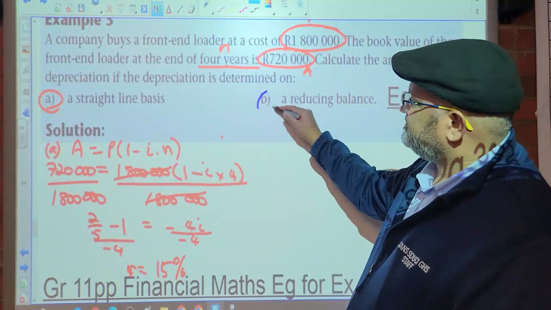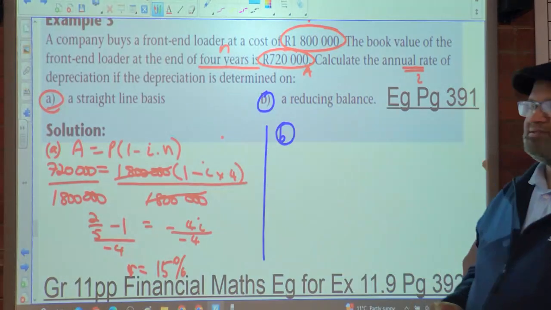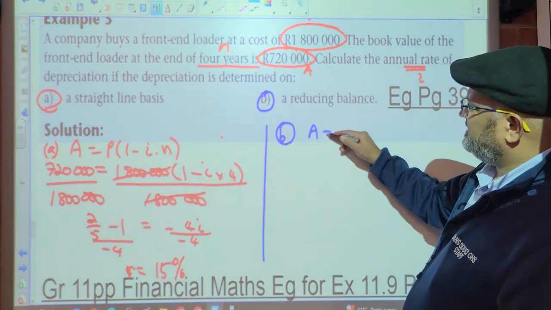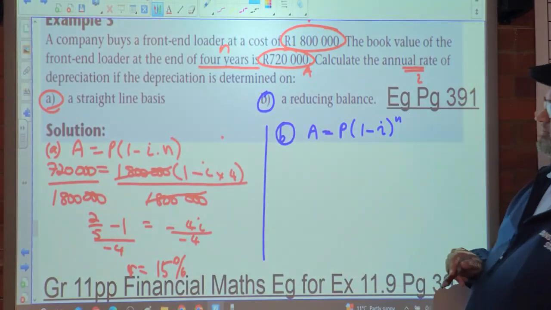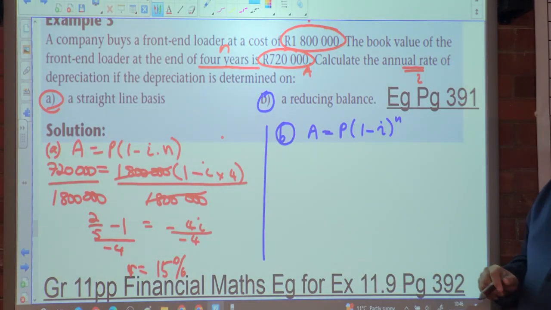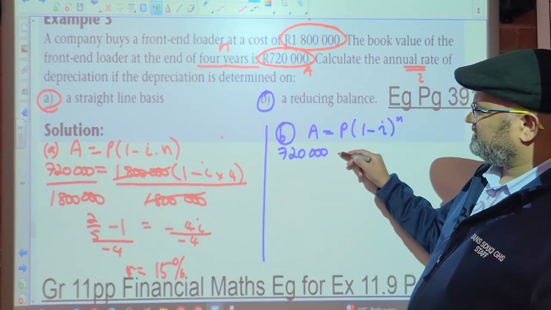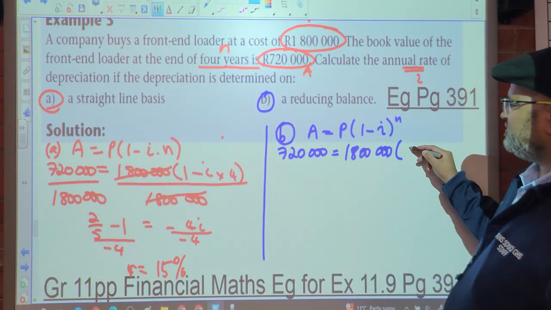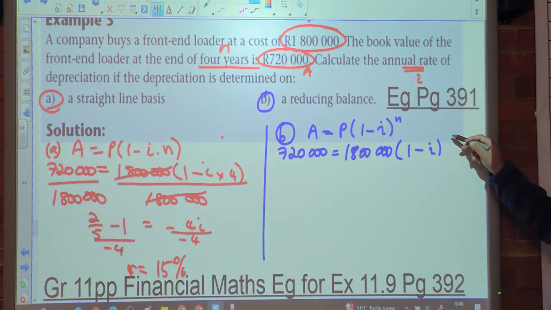Look at B. B is a reducing balance. What formula do you use for a reducing balance? A is equal to P into 1 minus I. What's your A value? 720,000 Rand equals 180,000 Rand into 1 minus I to the exponent 4.